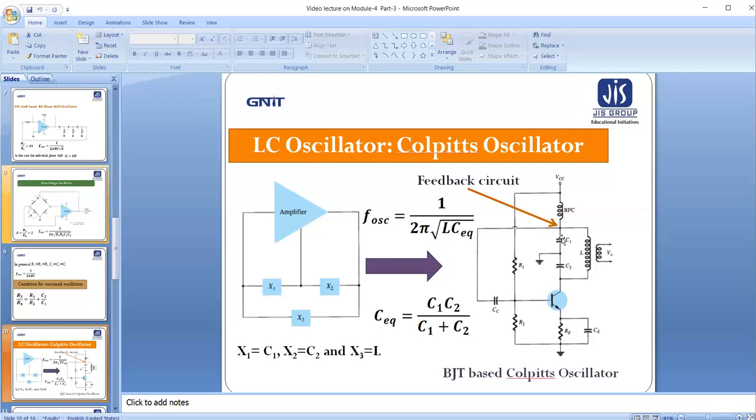At resonance, the tank circuit will produce the maximum impedance. So maximum impedance means maximum output voltage. So at the frequency of oscillation, the maximum output voltage will be fed back to the base of the transistor. Therefore, the amplitude of the oscillation will also be high.